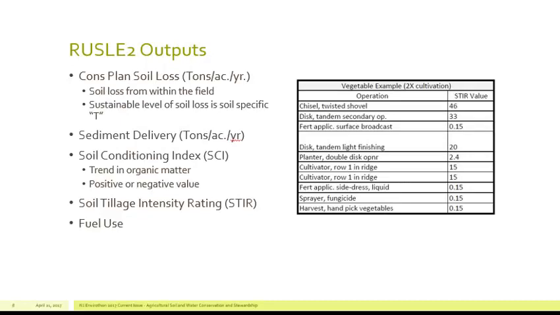This is the soil loss that occurs within the field, and every soil has a T-value, and we can find out from RUSLE if we are under that T-value or over that T-value. We want our rotation and our management to give us a soil loss that is below the soil T-value to be sustainable. Sediment delivery is another output that we get from RUSLE2.